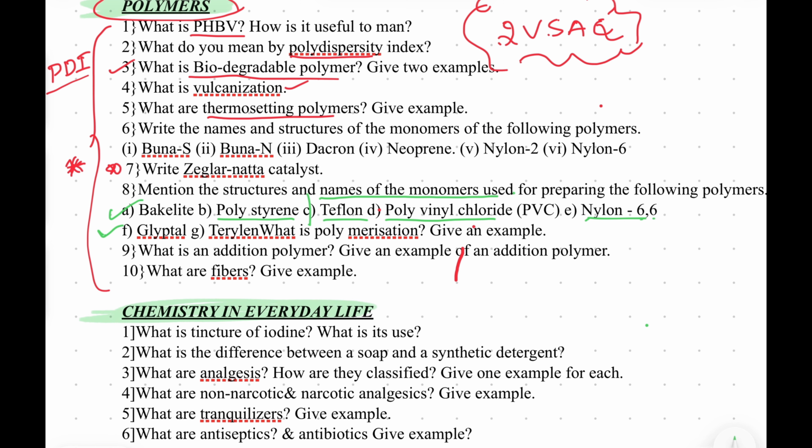Similarly, we have here Gliptal and Terylene. Okay, these are also there. What is polymerization? Space is given and give an example. This is the extra question here. What is polymerization? This is not much important, not required. Leave it. Next one is what is addition polymerization? This is also not much important.